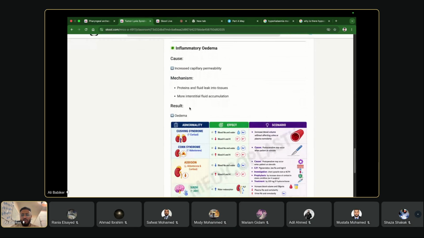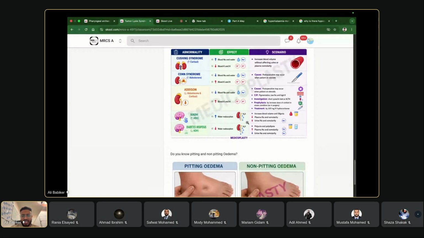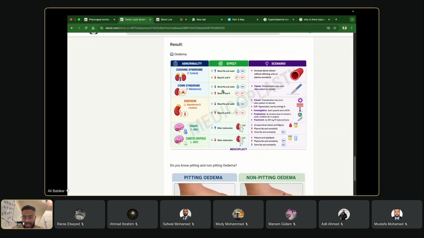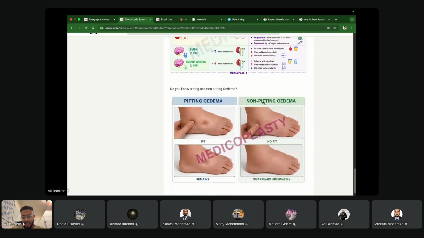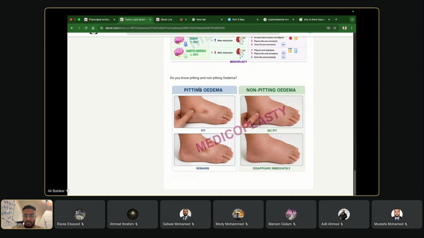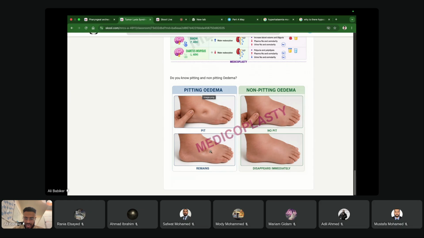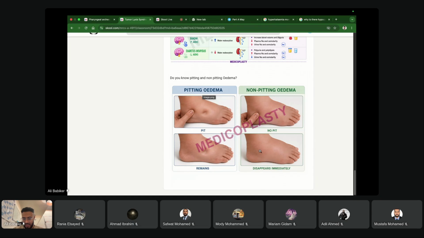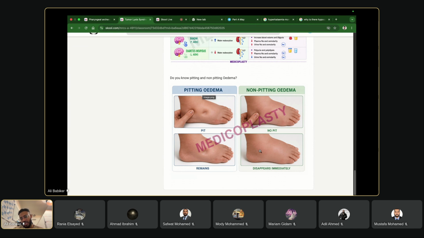Okay, I don't want you to memorize any of this. I just want you to understand the mechanism of it. You can have this table, have a look at it, also not for memorization, for understanding. From a clinical point of view, I want you to differentiate between pitting edema and non-pitting edema. Pitting edema: when you press for 50 seconds and then release, it becomes like this. Non-pitting edema: when you press and then release, it becomes like this. That's the difference between pitting and non-pitting edema.